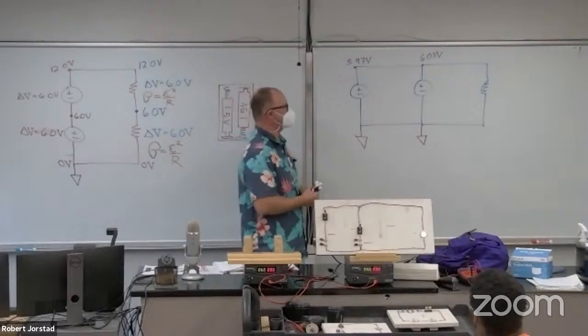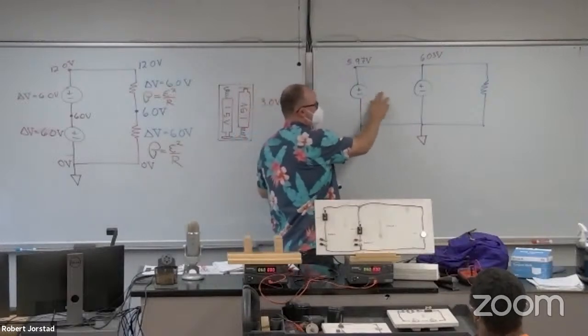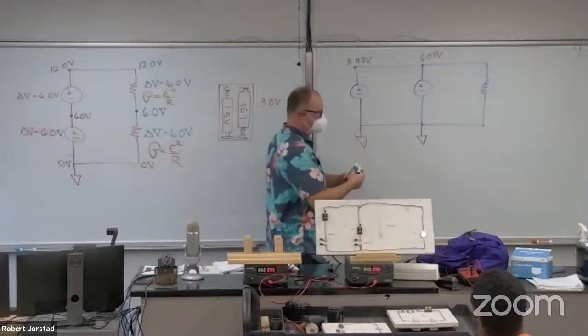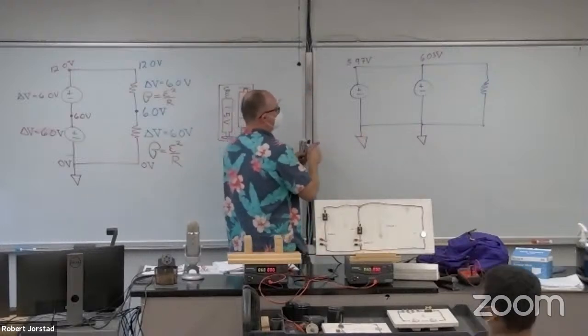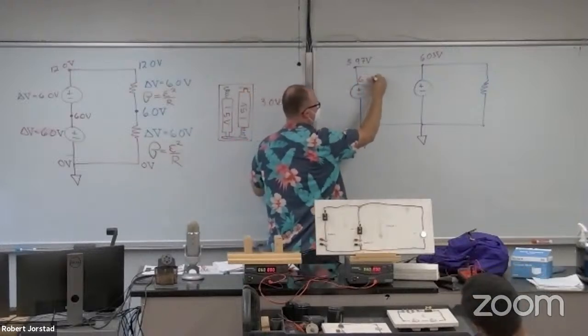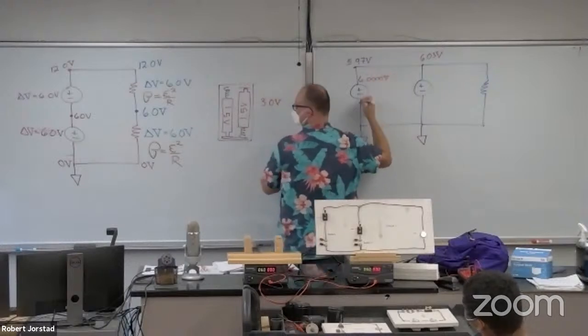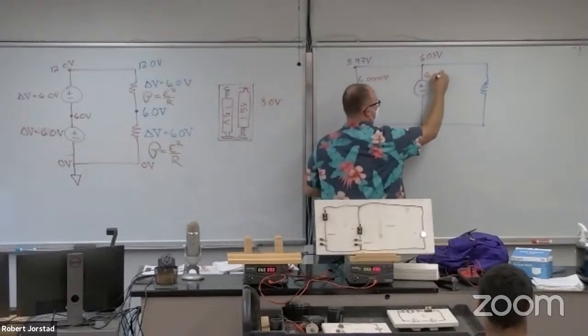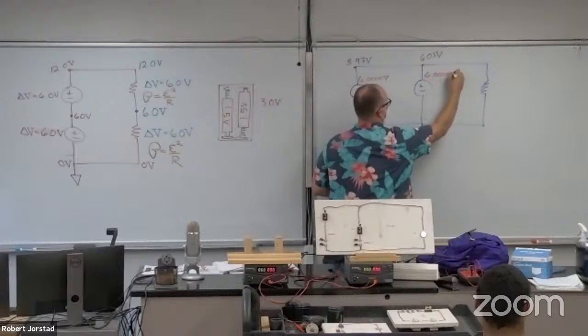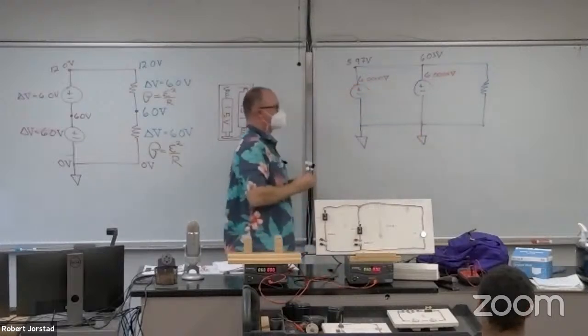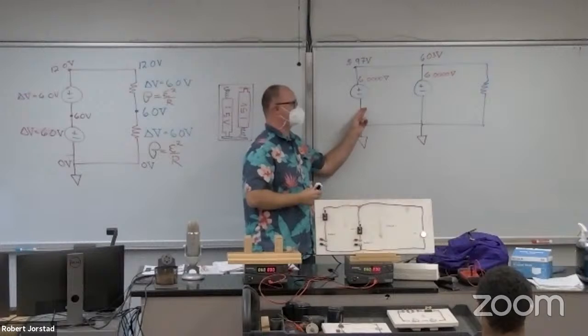But what you'll see is they're very sensitive. And when I turn these on, right, if I happen to get them exactly at 6.000 volts, and this one exactly at 6.000 volts, what should be true, do you think, about the total current through each of them?